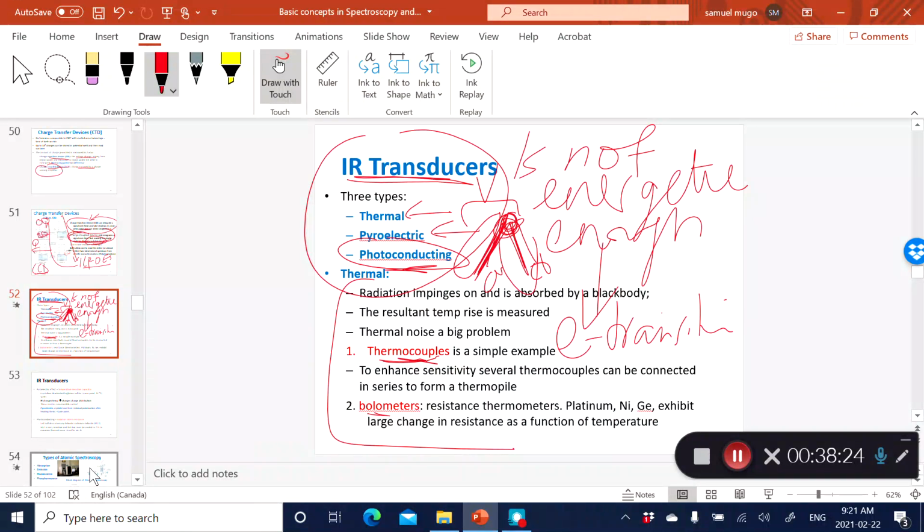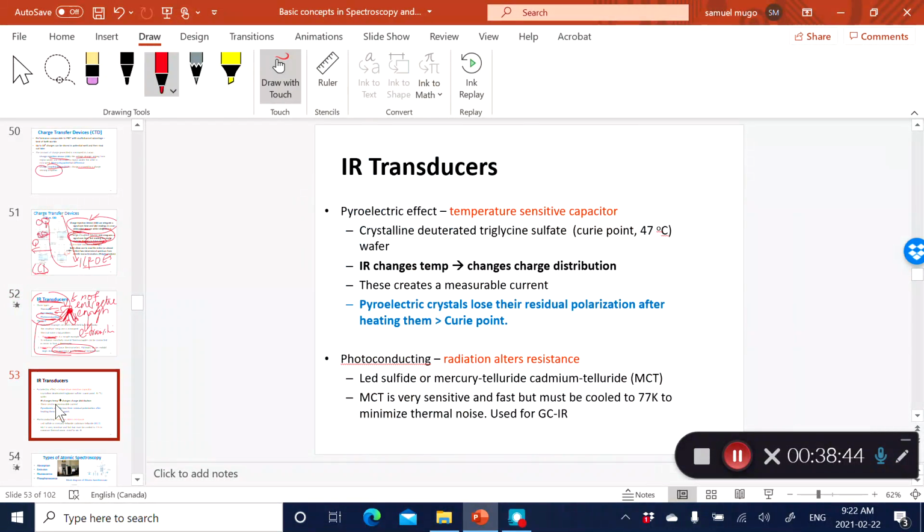The bolometer, on the other hand, is very similar to a thermocouple. The only difference is that in this case I'm measuring the change of resistance of these wires, rather than the change of voltage. But they're very, very similar to a thermocouple.